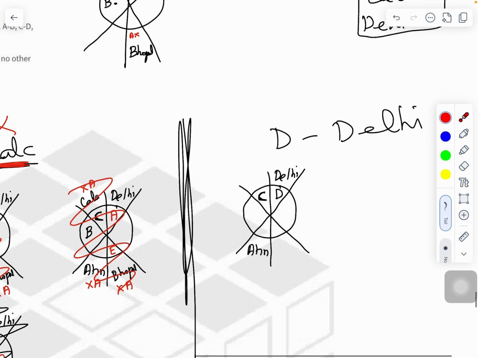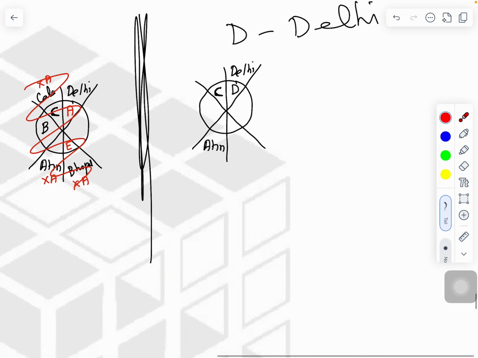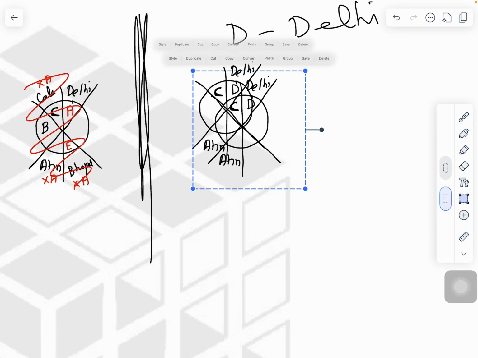But we have a small problem. If I place Calcutta here, it's a D Delhi pair, D Delhi match. So if I place Calcutta here, then C Calcutta cannot come here. So Calcutta cannot come here. Calcutta can only come in this spot, or this spot. So let's do one thing. Let's take three cases for Calcutta's position.